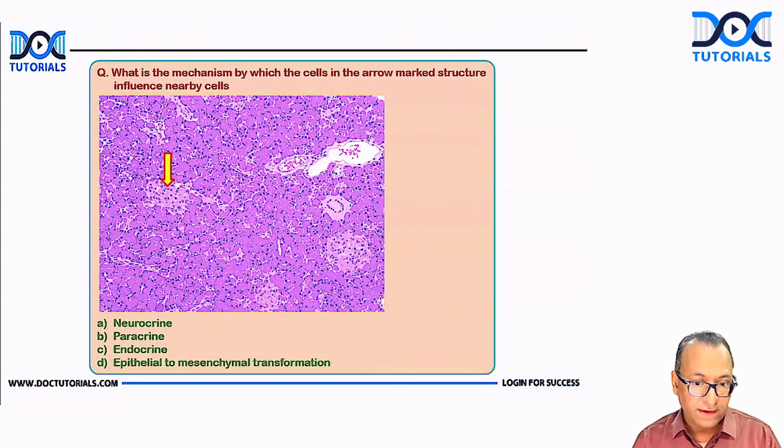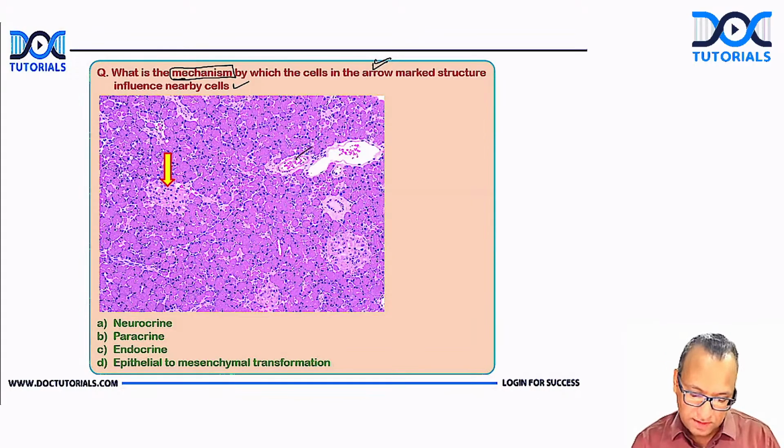Now, yes, Maurya, good evening. Now, look at the next question. It is asking, what is the mechanism by which the cell in the arrow marked structure is going to influence the nearby cells? So what are we looking at? Can you write in the chat which slide we are looking at?